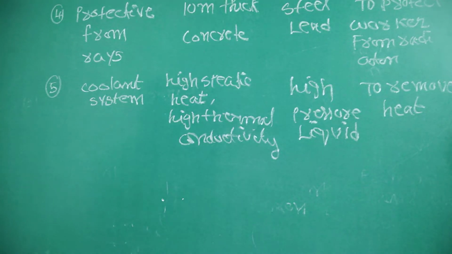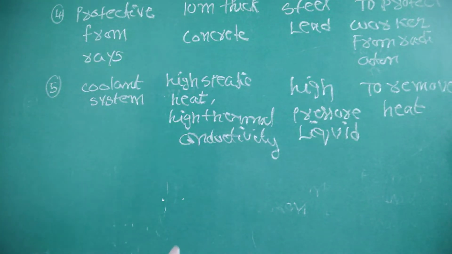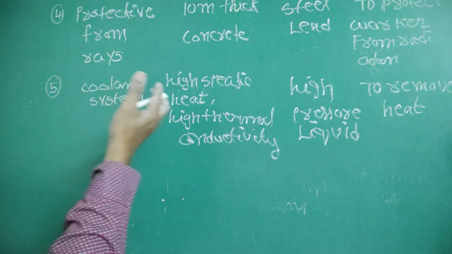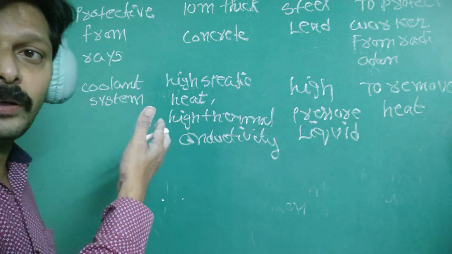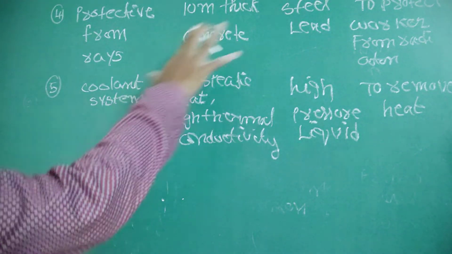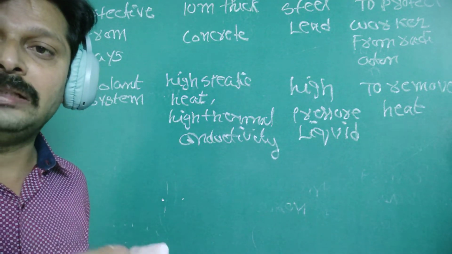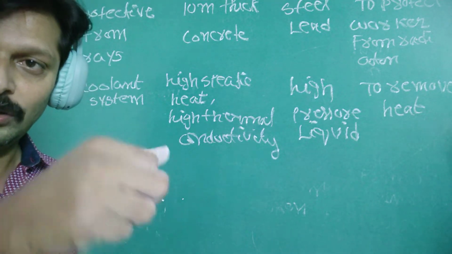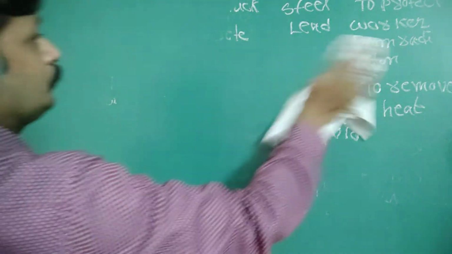These are the main parts which are present inside the nuclear reactor. The first one is called the core. Second one is named as moderator. Third one is called control system. Fourth one is called protection from rays. And the last one is coolant system. With the help of these 5 units together, it is possible to perform either nuclear fusion or nuclear fission. That is the point relevant to the nuclear reactor.